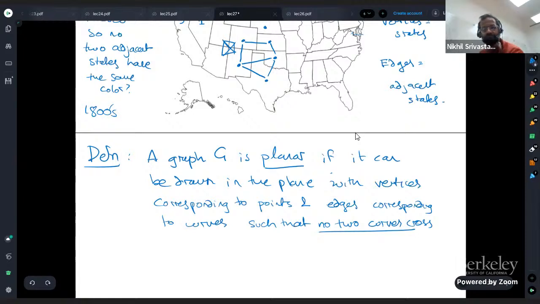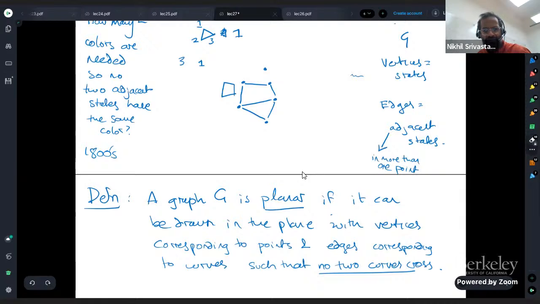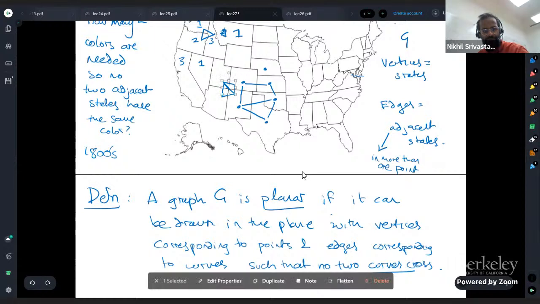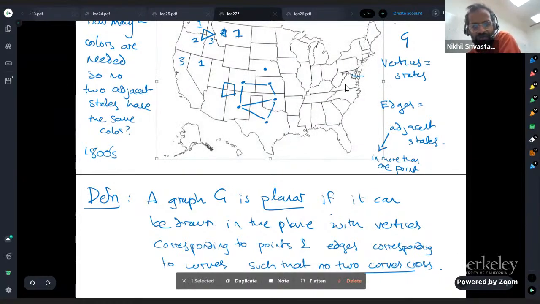Okay. Now, if we define it this way for maps, I actually want to define adjacent in a different way in order to get this to work. So adjacent in more than one point. So then actually this example goes away. Okay, good. Yeah, okay, so that's just a cycle. So I don't exactly see why it's four.